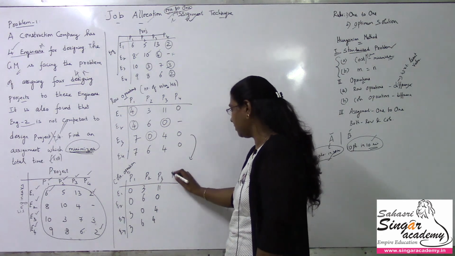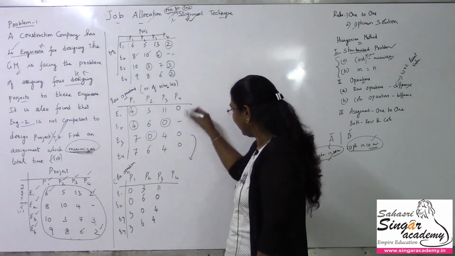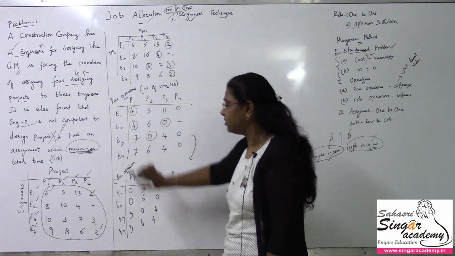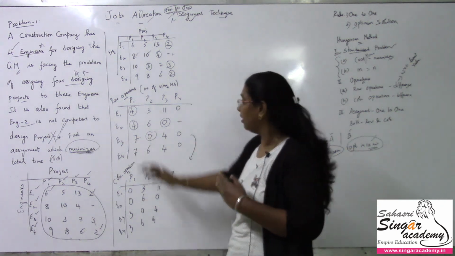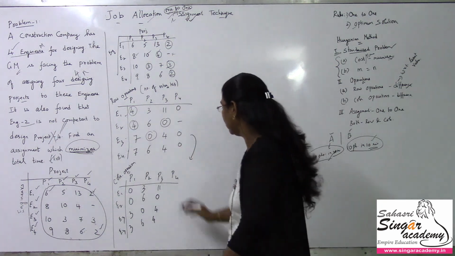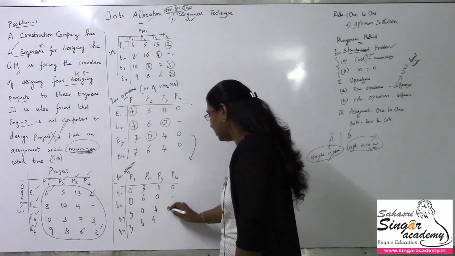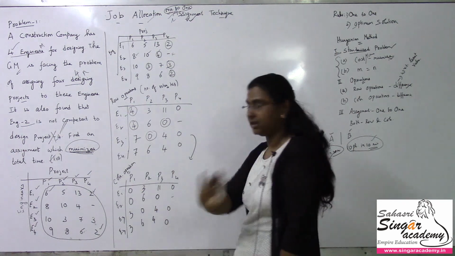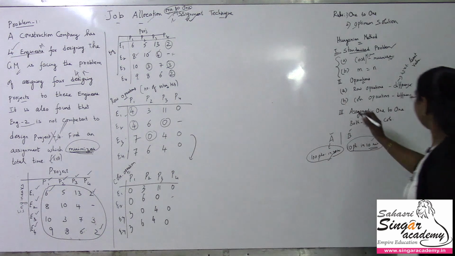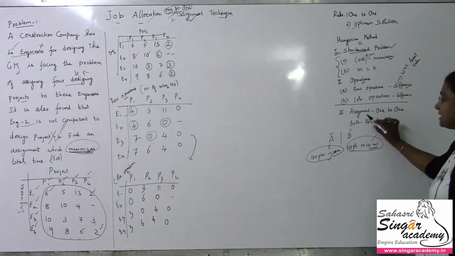Project 4, with respect to project 4, everything is 0, which means for project 4, engineer 1 or engineer 3 or engineer 4, these 3 persons are capable of doing project 4. So it means you can fit anyone. So this is 0 dash 0 dash. So I have this data now. Till here we have done. Now we have to go for assigning.